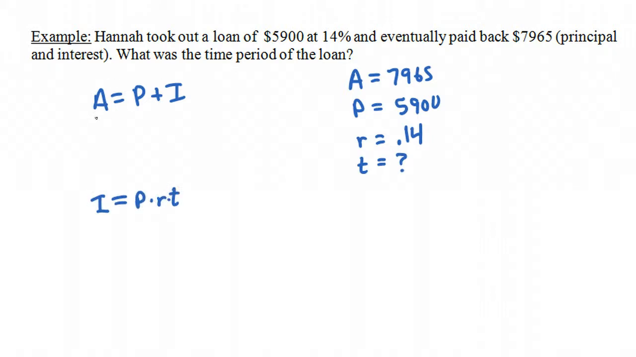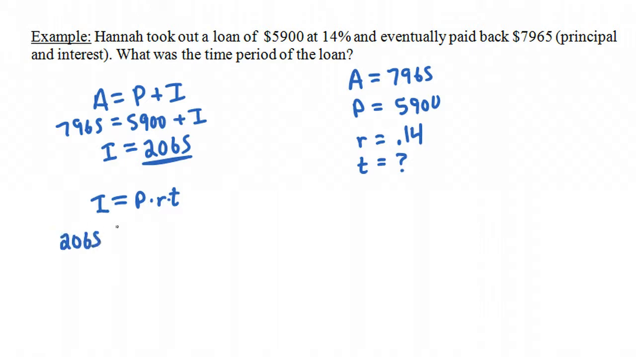But first of all, let's use this top formula. 7,965 is equal to 5,900 plus I. So subtract 5,900 from both sides and you're going to see that I is $2,065. Now that we know what I is, we can use this formula. I equals PRT, and we can say 2,065 is equal to the principal, 5,900, times the rate, which is 0.14, times the T.